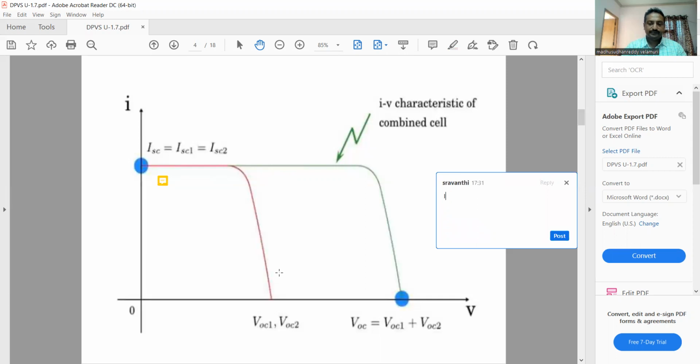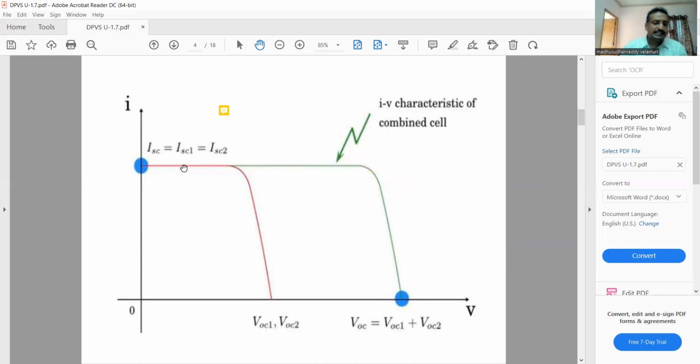Identical PV cells are connected in series. Here, identical PV cells are connected.